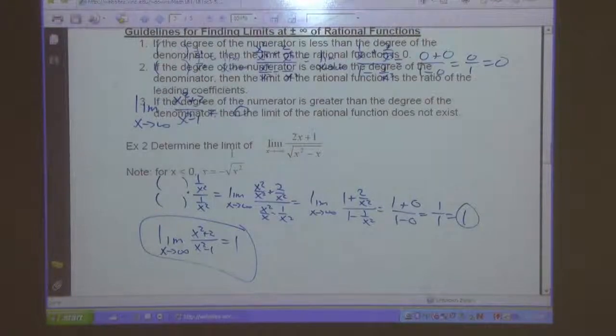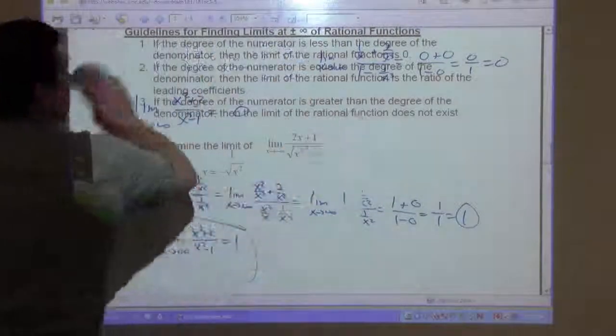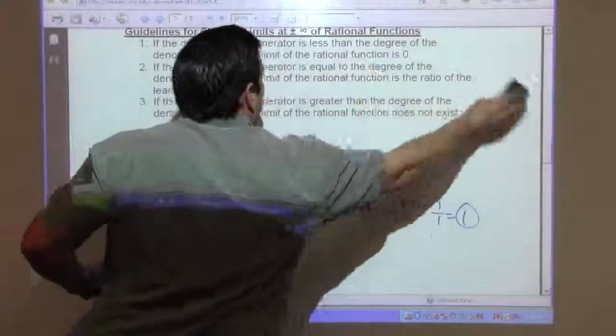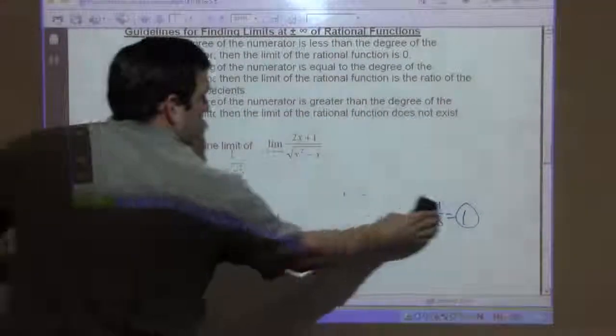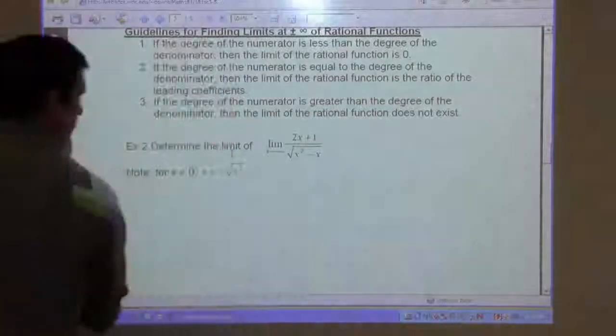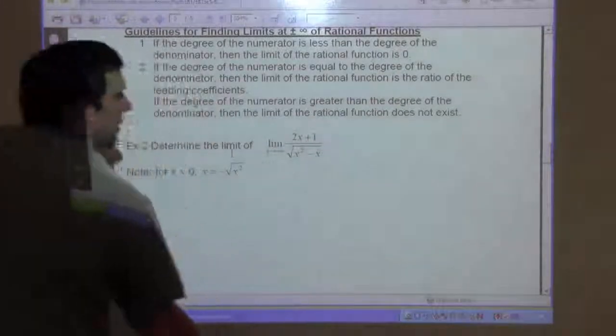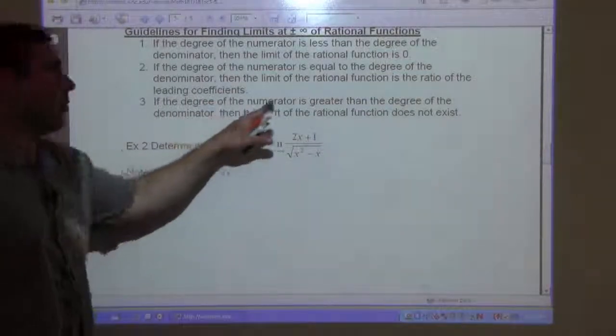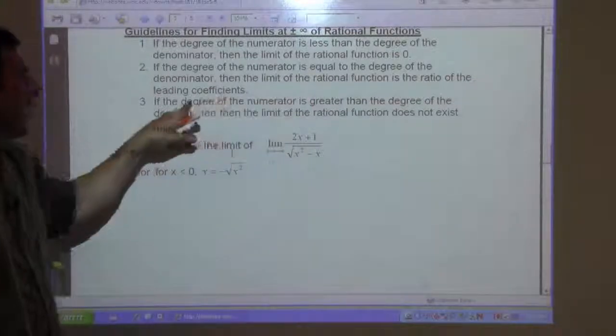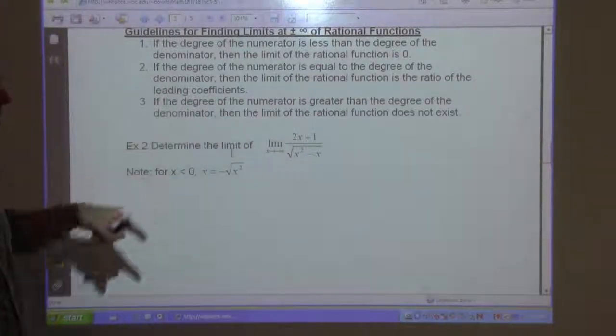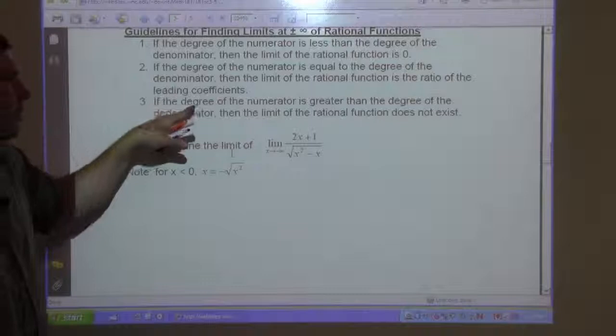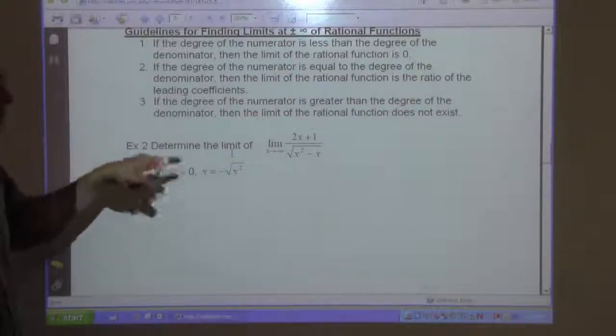So, guidelines for finding limits at plus or minus infinity. If the degree of the numerator is less than the degree of the denominator, then the limit of the rational function is 0. If the degree of the numerator is equal to the degree of the denominator, then the limit of the rational function is the ratio of the leading coefficients, as we just saw in the second part. If the degree of the numerator is greater than the degree of the denominator, the limit is infinity. It does not exist.